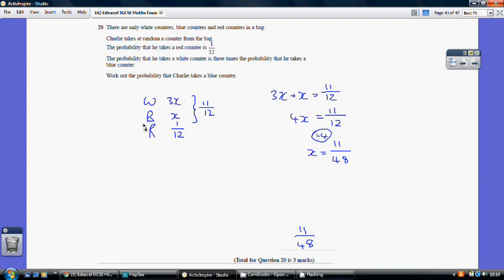So choose to let the probability of getting the smaller one, the blue counter, equal x, and what we then know is the probability of getting a white counter is 3 times this probability, so that must be 3x. So the probability of a white counter is 3x, the probability of a blue counter is x, and these two combined must equal 11/12. So we can construct an equation: 3x plus x equals 11/12. Then this is quite straightforward to solve. We gather our x's together, so 4x equals 11/12. We divide by 4 and we get x equaling 11/48.